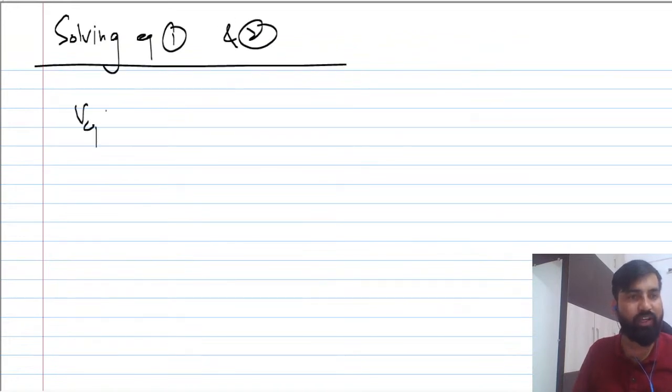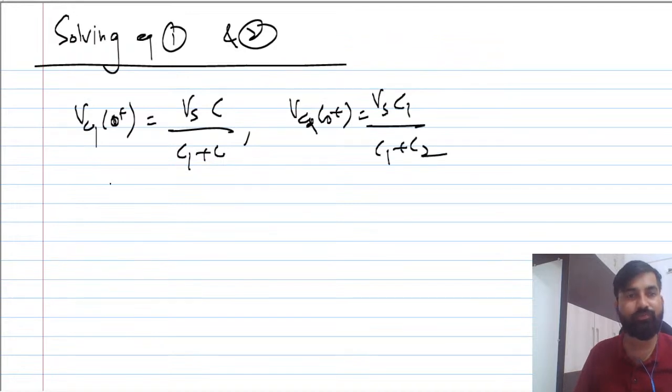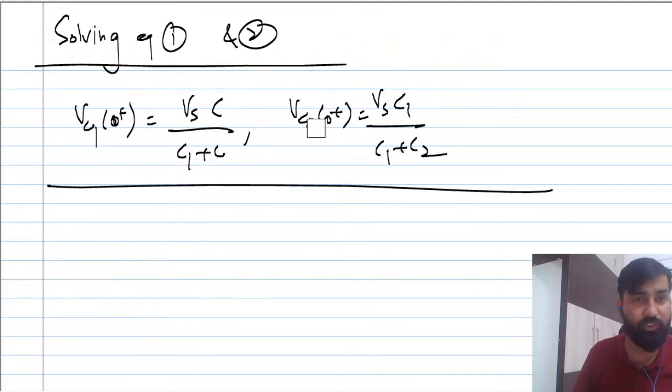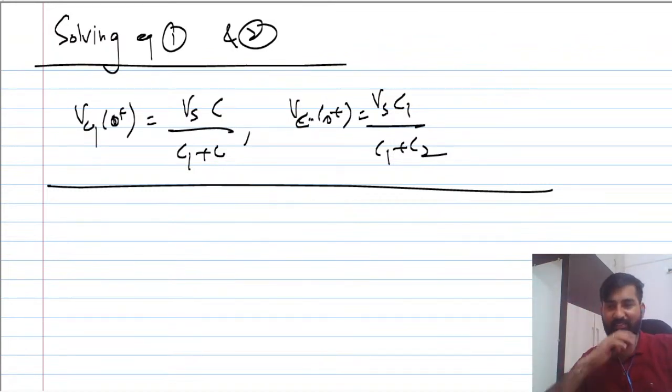Solving equations 1 and 2, your VC1(0+) will be equal to VS times C upon C1 plus C, and VC2(0+) will be equal to what, total voltage VS times C1 upon C1 plus C2. I mean, you can say that this is VC, simple. Do you know how to apply voltage division when two capacitors are connected in series?